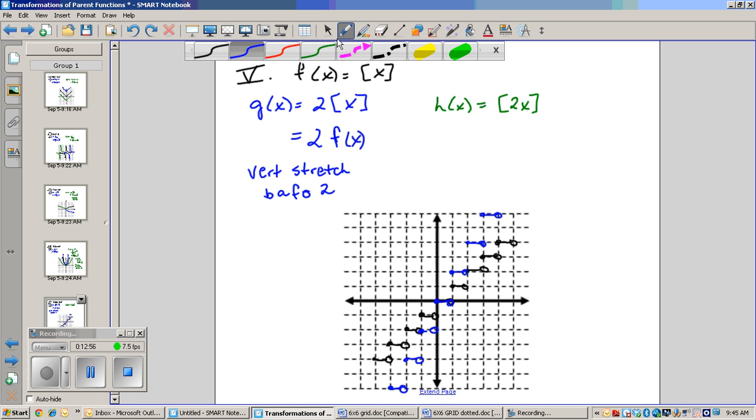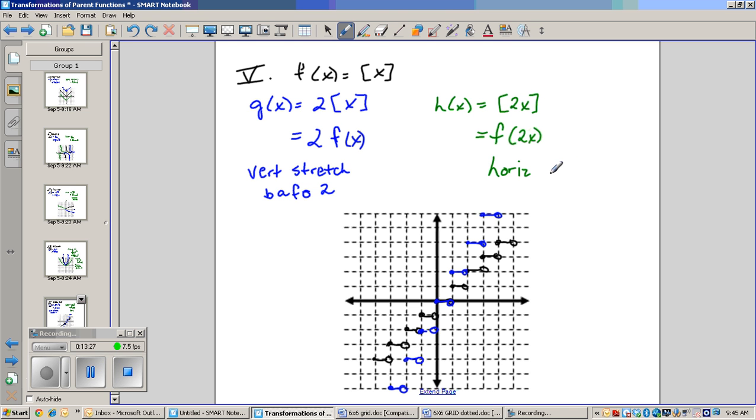Now, if it's in the argument, like the greatest integer of 2x, this would be f of 2x. Now, let's use our logic. It's in the argument, so it affects the x's. So, I'm going to start with horizontal. If it's in the argument, it's always the opposite of what you see. So, if I say times 2, instead it's going to be by a factor of 1/2. So I'm going to divide the x's by 2. That means it's going to be a compression. So, these steps are now just going to be a half a unit long.